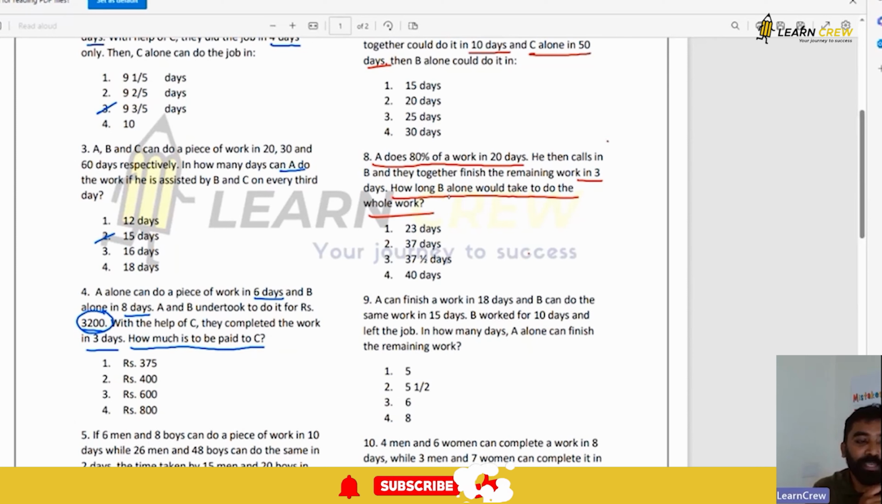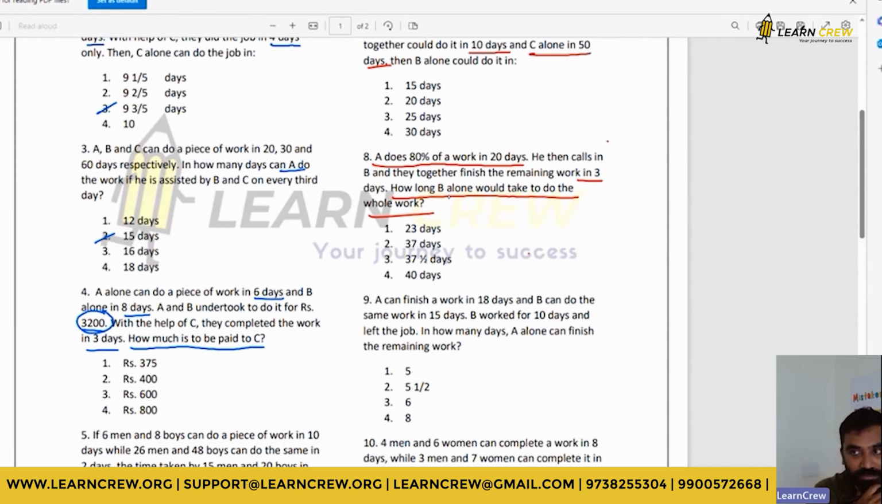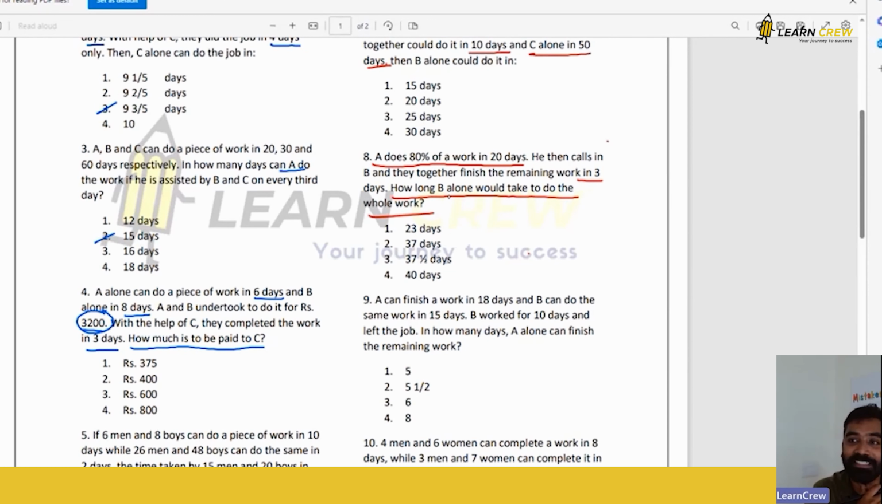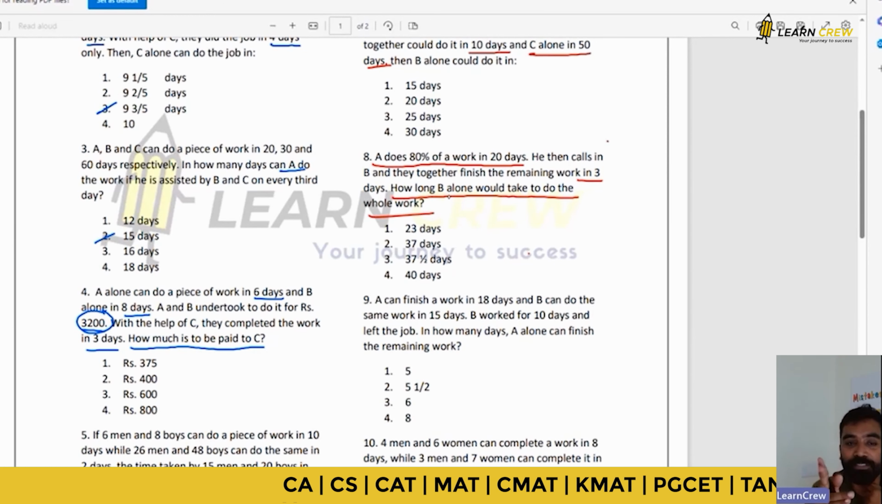Okay. Then he calls B and they together finish the remaining work. What is the remaining work here? 20%. So 20% is the remaining work. So A and B work together for how much percent? 20%. A and B together are working for 20% for 3 days. Now, how long B alone would take to do this whole work? This is the given question, whereas I split it and gave it to you.